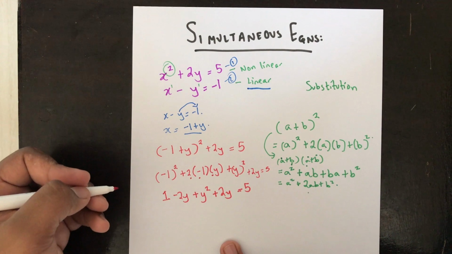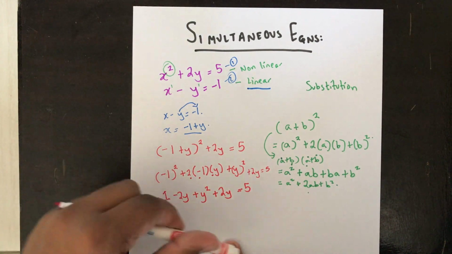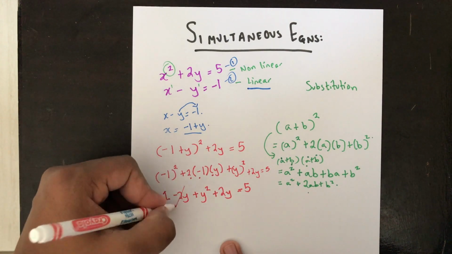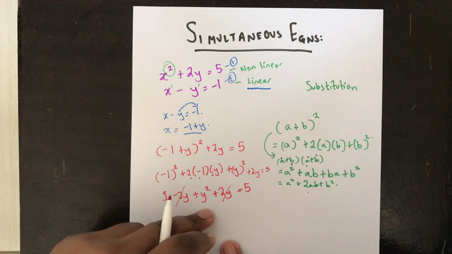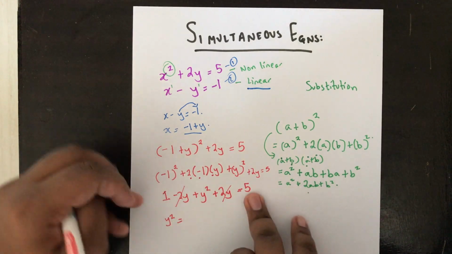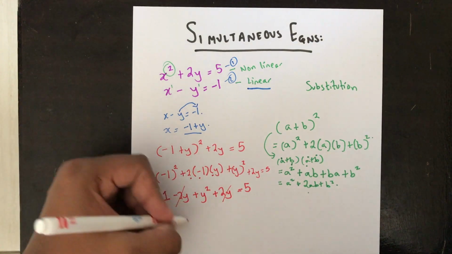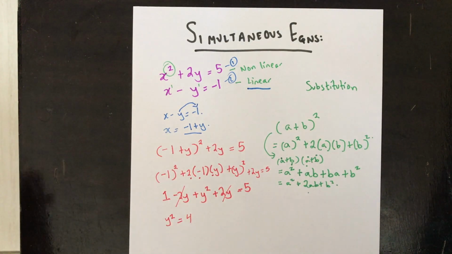Now we can start taking terms to one side of the equation. Minus 2y and 2y will cancel out, and y squared can be on this side, equal to 5 minus 1. I'm moving the 1 to the other side, so it becomes 5 minus 1. So y squared is equal to 4.